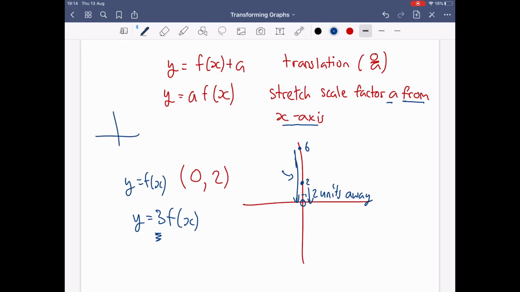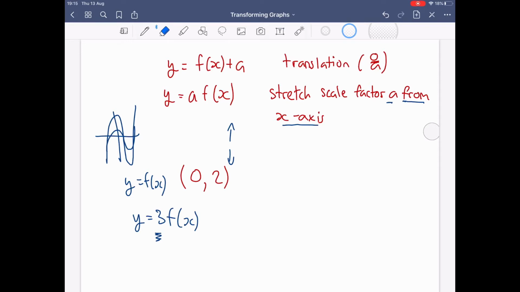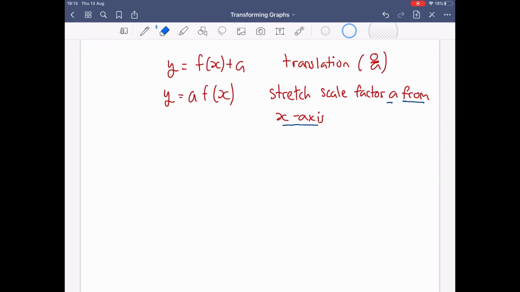So if your graph looked like this, after y equals a f of x, where a is greater than 1, it will look like this, maybe. Basically, it would just get longer, in a way it will be stretched like this. It's like when you have a cube, you would stretch it like this, and it would become bigger. So that's what that does, and the language for that is stretch scale factor a from the x-axis. So in a way, you're multiplying by a, and then putting that distance from the x-axis.